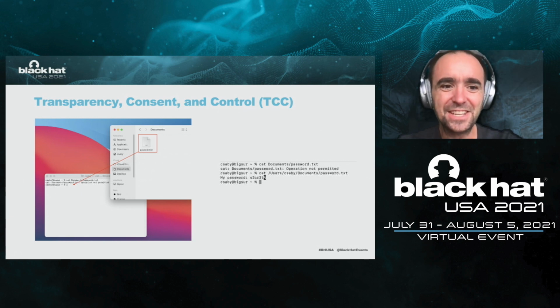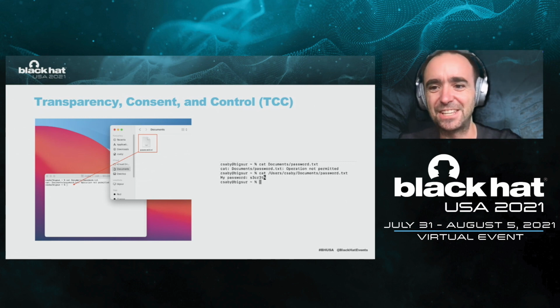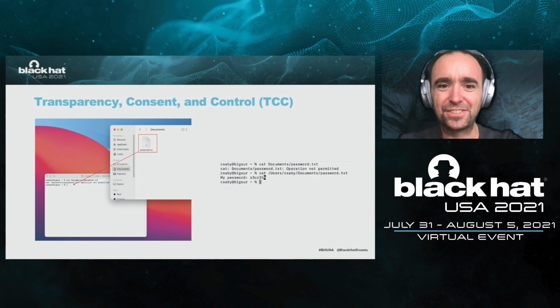So basically what is shown here on the screen is, let's say Terminal doesn't have access to the Documents folder, so the user cannot print out the password.txt stored in this directory. But if the user drag and drops the password.txt from Finder to Terminal, the user shows a clear intent that he wants to access it. So what happens at that point, macOS will grant access to password.txt for Terminal, and then Terminal can print it out.